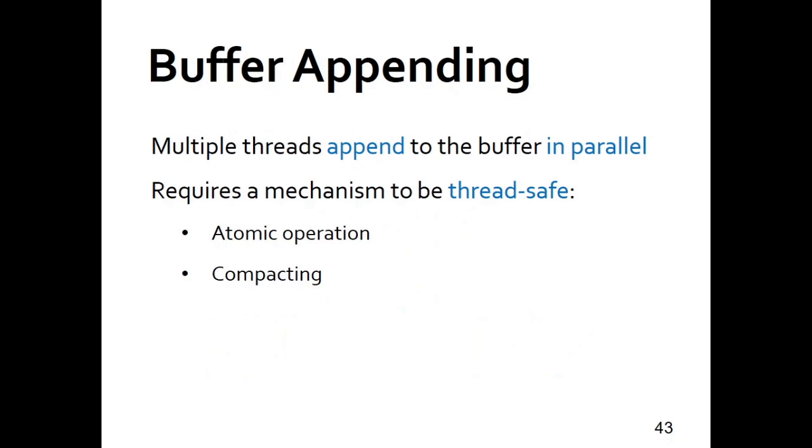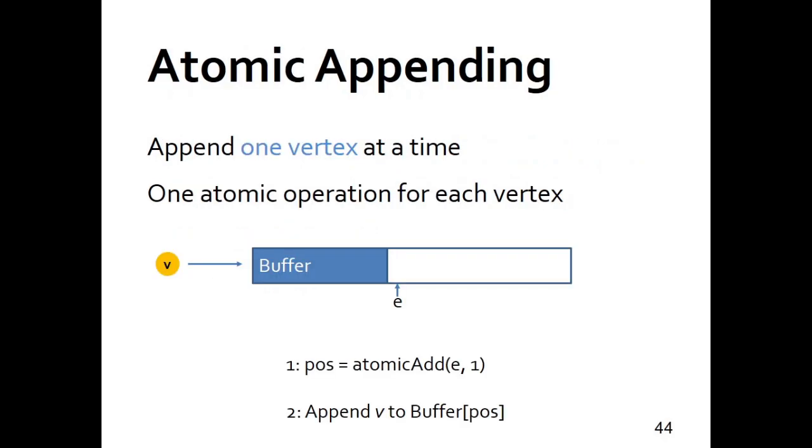Recall that we maintain a buffer at block level, hence all the threads within a block append vertices to the same buffer. Since this is done in parallel, we need a mechanism to be thread safe. It can be achieved in two ways, by atomic operation and by compacting. By atomic operation, one vertex can be appended to the buffer at a time. Consider that E is pointing to the current end of the buffer.